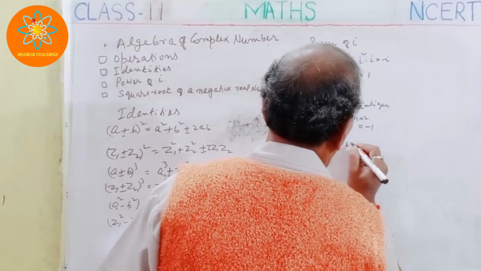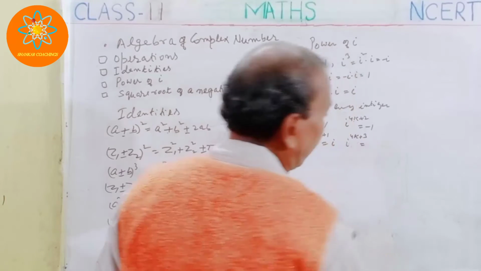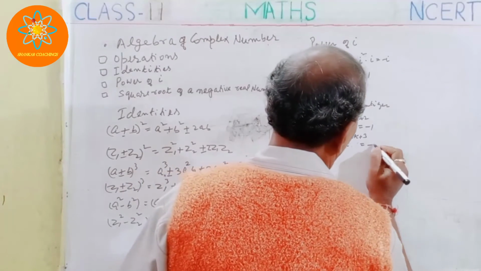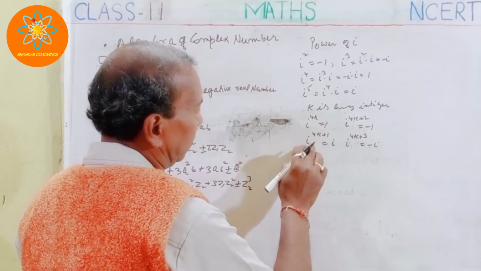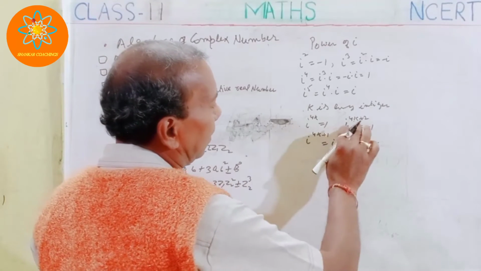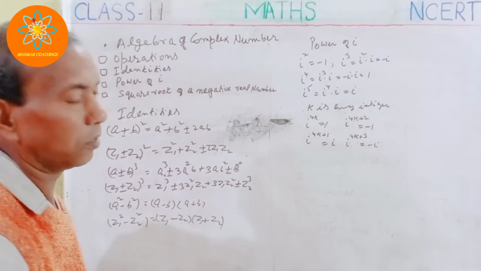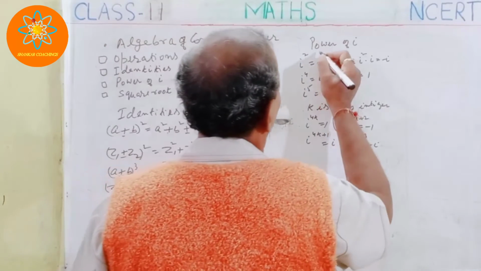Similarly, I have i^(4k+3). What is the value of i^(4k+3)? It will be minus i. What I am doing here is taking i^(4k), which is 1. Then i into i is i square, which is minus 1, and i cube is minus i. So in this way, I can calculate the power of i.